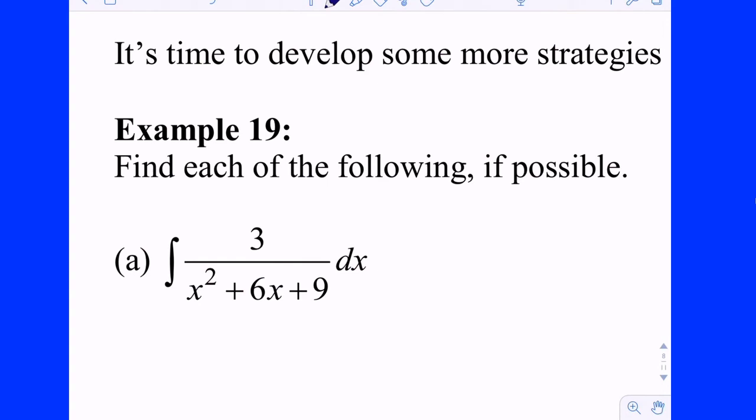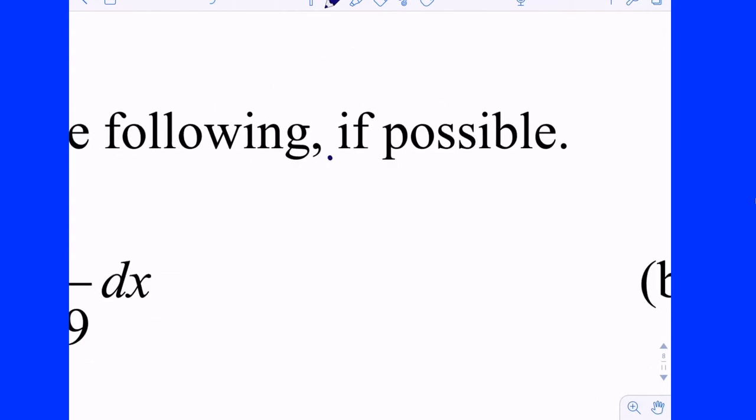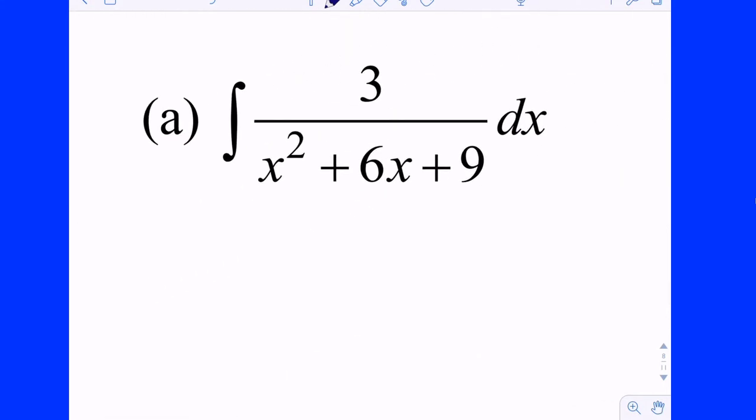Ever give up. Find each of the following, if possible. Oh, is that to deter me? Is that a challenge? If possible. All right, here we go. We got 3 over blob. I know that I'm going to gravitate immediately in my mental flow chart to the denominator. Maybe it's a natural log rule. Perhaps, maybe. That's a big maybe, right?